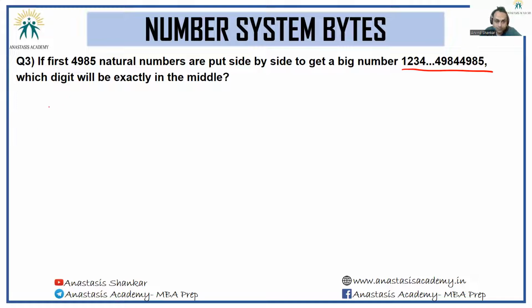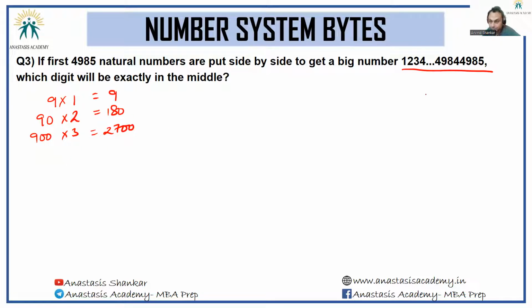The number of digits used up will be: for single digit numbers, there are 9 numbers and everyone uses 1 digit. There are 90 two-digit numbers, and every number uses 2 digits. There are 900 three-digit numbers. So we've got 9 here, 180 here, and 2700 here.